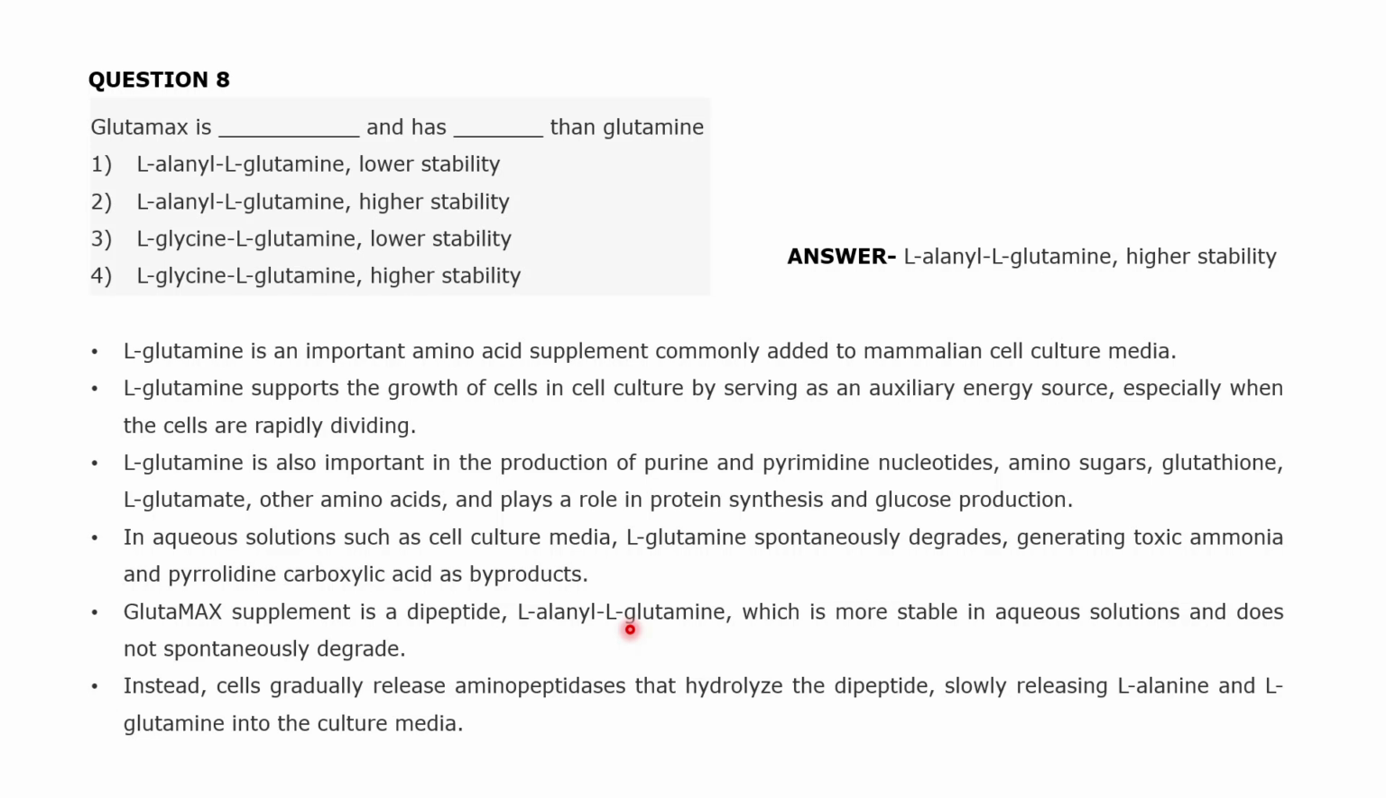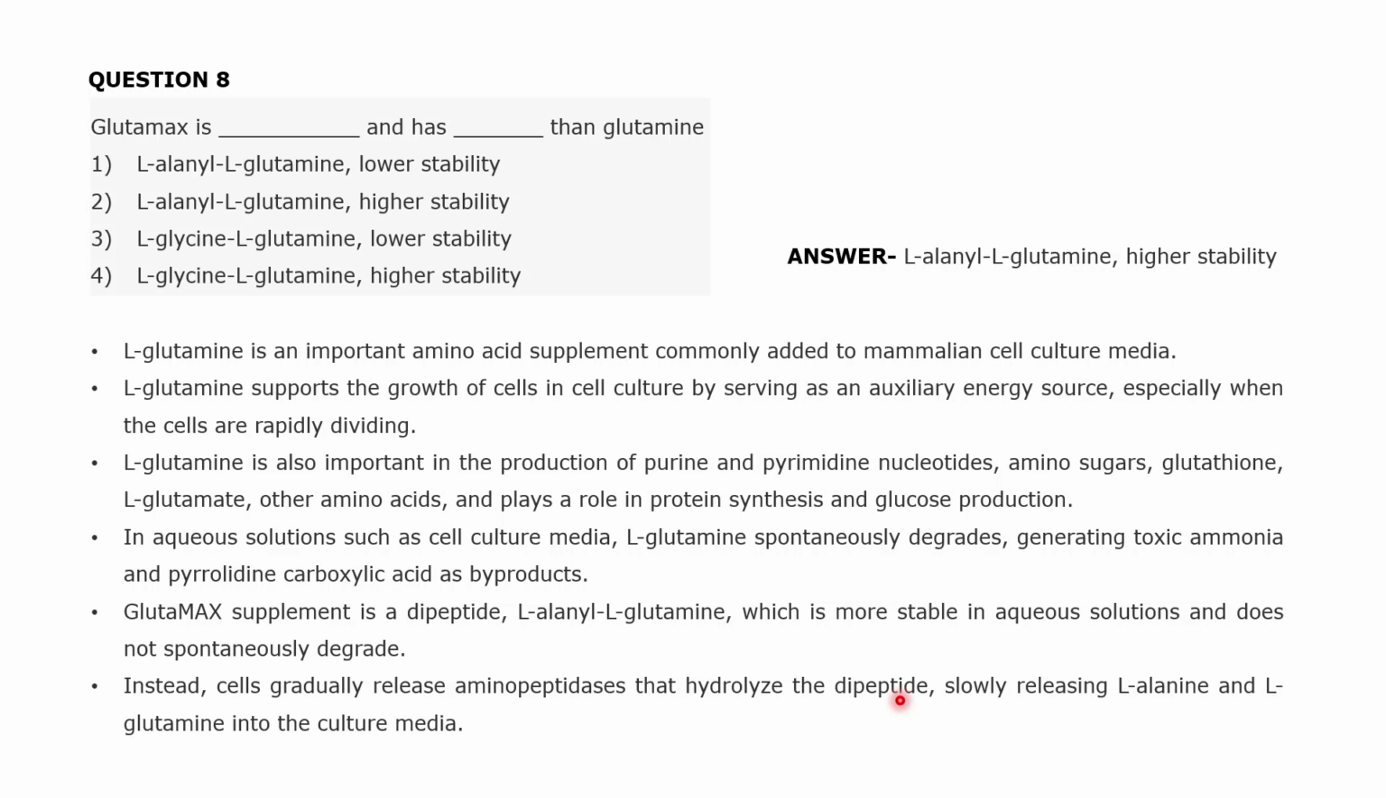So whenever the cell produces these aminopeptidases, it cleaves or hydrolyzes this dipeptide, slowly releasing L-alanine and L-glutamine into the culture media. It is not a fast release. So in this case, it is not only getting L-glutamine, it is also getting another amino acid, L-alanine. This is a gradual, slow release.